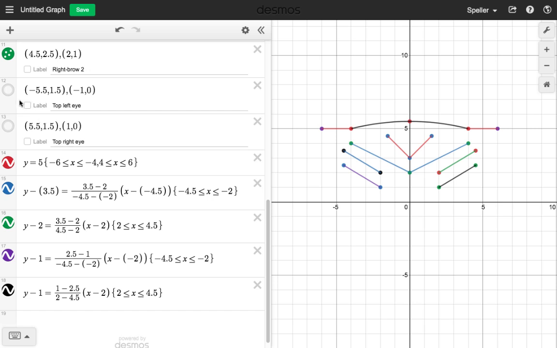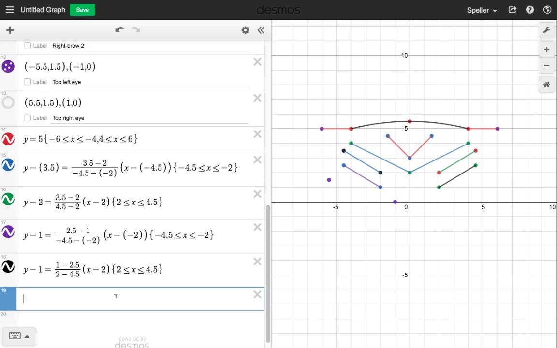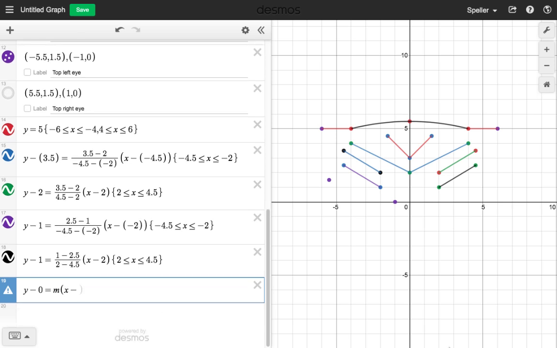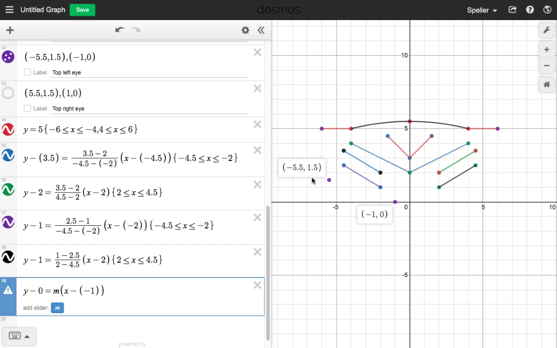Let's work on the top of the left eye. The top of the left eye has these 2 points. Let's use this point down here, I would say the easier one, which is (-1, 0). So the y value is going to be y minus 0. I could actually just put y, but to be more explicit, y minus 0 is equal to m times x minus, and the x value here was negative 1, so I'm going to place the negative 1 in parentheses here. All right, and now let's put in the slope. Let's do 1.5 minus 0 for the y values.